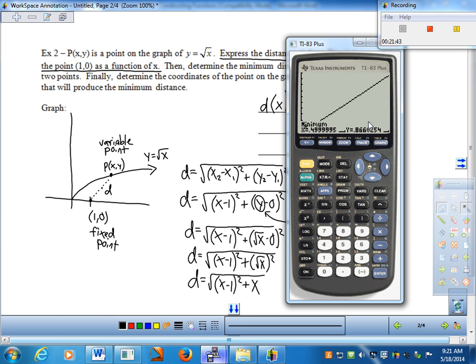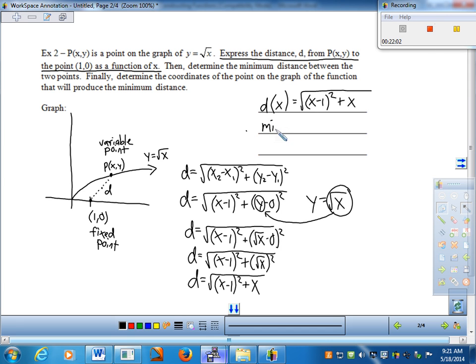And this is our distance right here. So remember, it's x and y, but really what it represents is input and output. Input, output. X value, distance. And so there's your distance right there. Okay, well let's go ahead and get that in. Minimum distance is about 0.866 units from what I saw. So that was the distance.